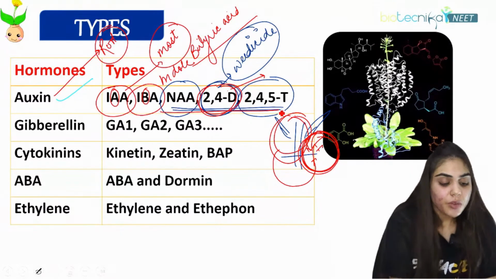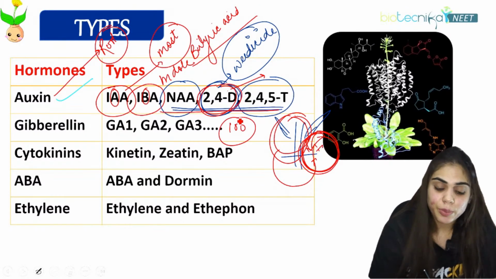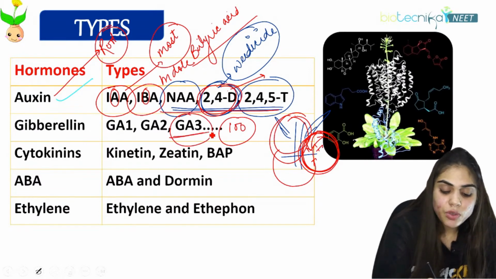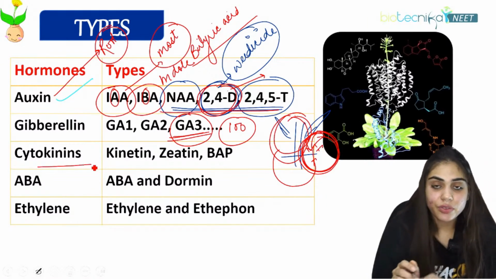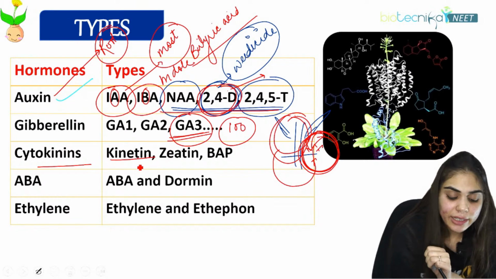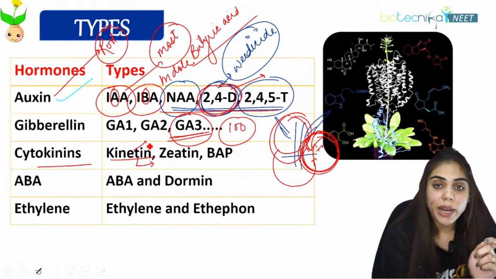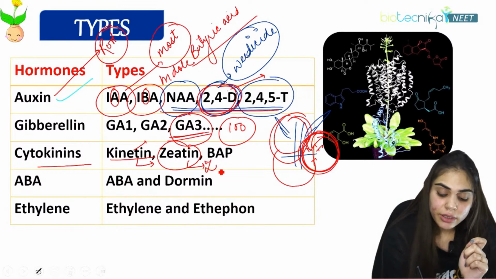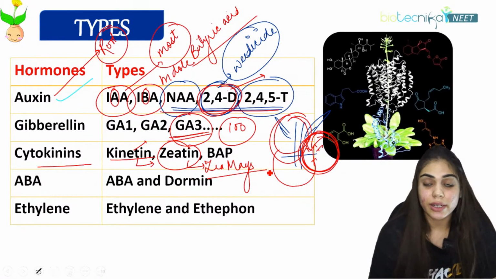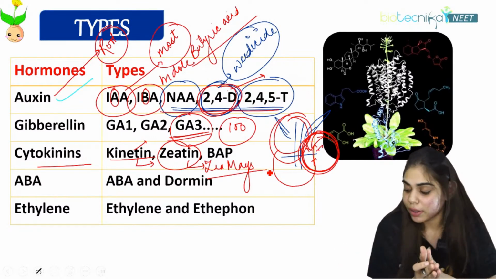For gibberellin, we have 100 different types of gibberellin, but the most extensively used gibberellin is GA3. This is the most used gibberellin, which we use for plant tissue culture purposes. For cytokinins, we have three kinds of cytokinin. First is kinetin, which was isolated and discovered by Skoog and Miller, but this is a non-plant based product. Zeatin is a plant-based cytokinin that was isolated by Skoog and Miller from Zea mays, that is corn. That is why it is called zeatin.